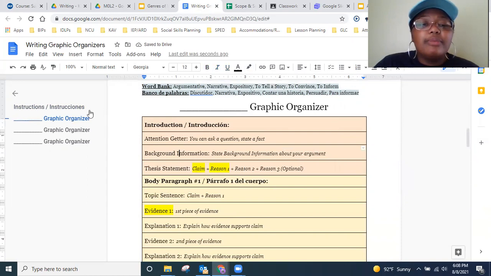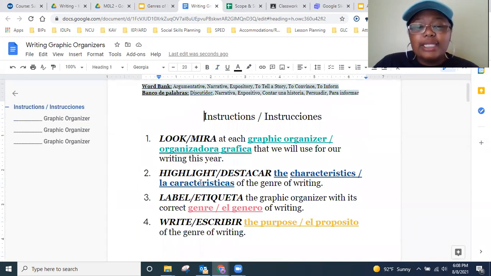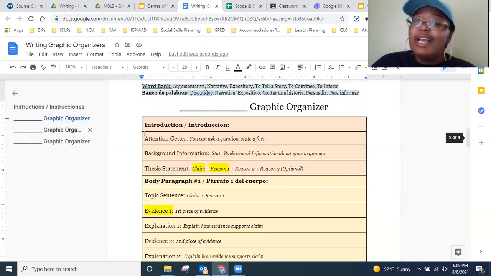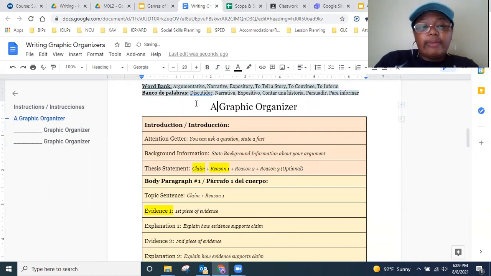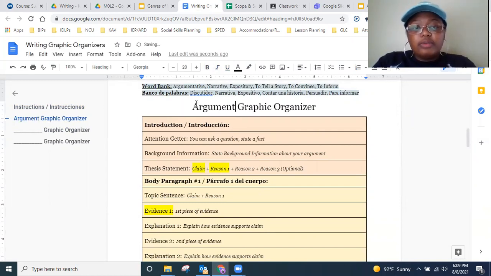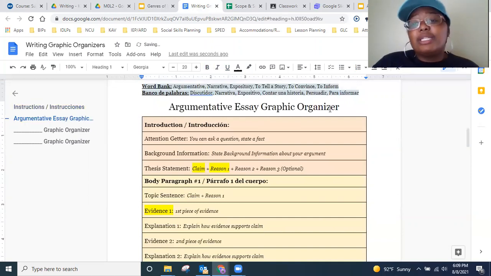So let me look at step 3 to figure out my next step in this process. We are now going to label, etiqueta, the graphic organizer with its genre. So let me go back to the graphic organizer. I already said this is an argumentative essay. So what I'm going to write right here is argumentative essay. So this is our argumentative essay graphic organizer. Awesome. So I've labeled it.